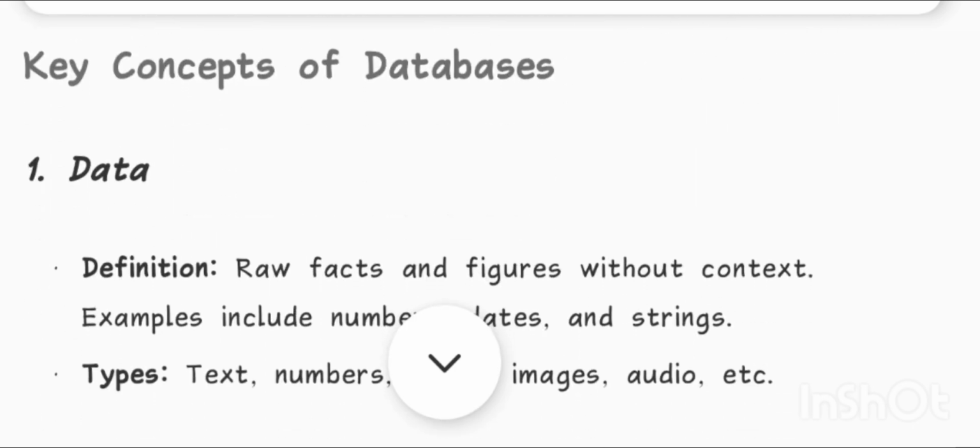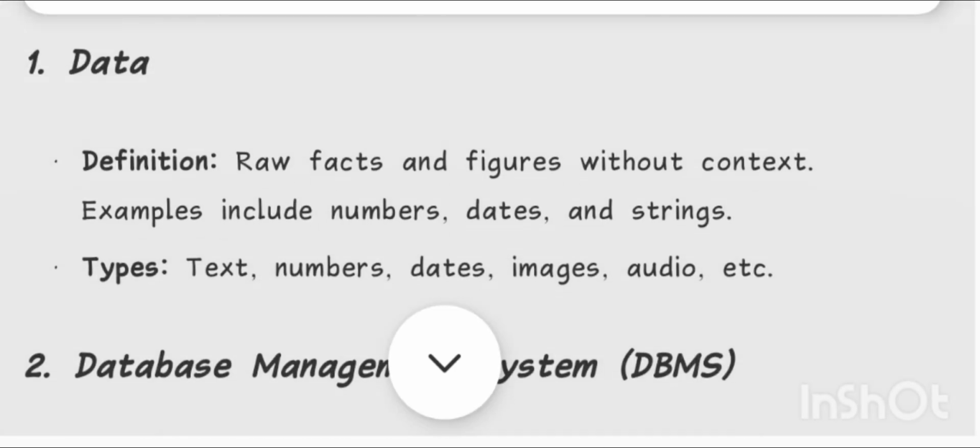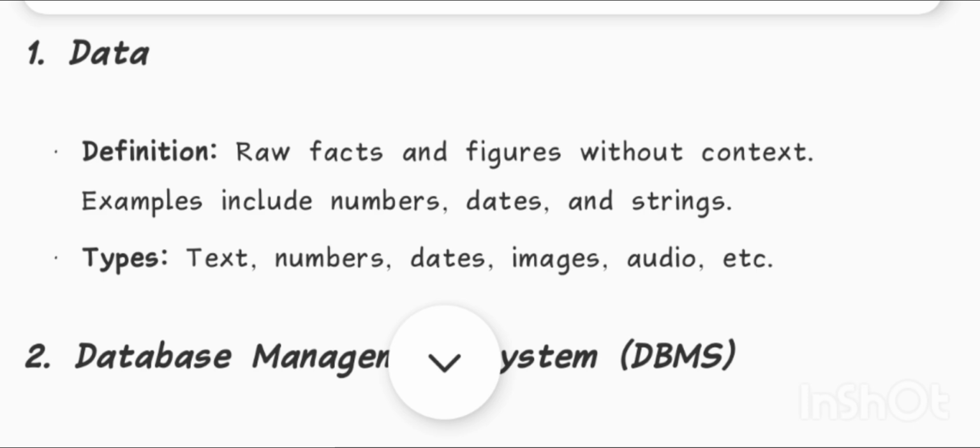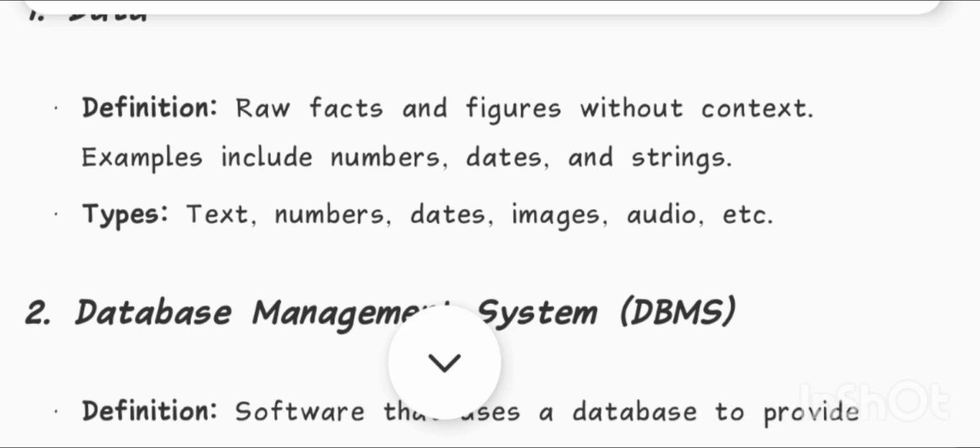Key concepts of databases. 1. Data. Definition: raw facts and figures without context. Examples include numbers, dates, and strings. Types: text, numbers, dates, images, audio, etc.